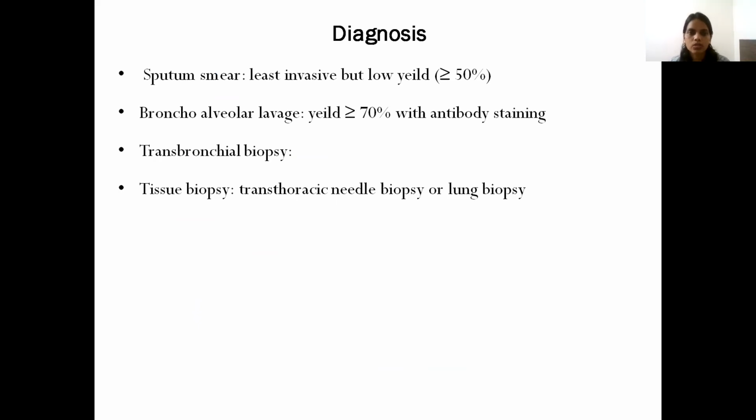So how to diagnose? Sputum smear is the least invasive, but it has a very low yield, up to 50%. Then bronchoalveolar lavage can be done, which has a better yield, up to 70%, when used along with antibody staining. Transbronchial biopsy and tissue biopsy can also be used to diagnose Pneumocystis infection.